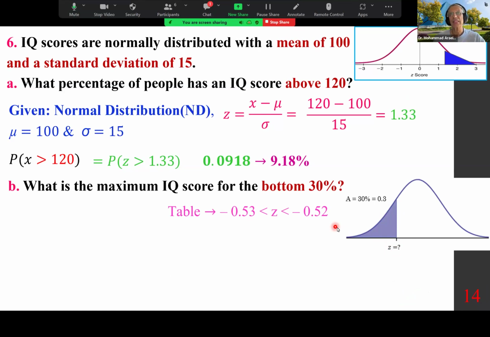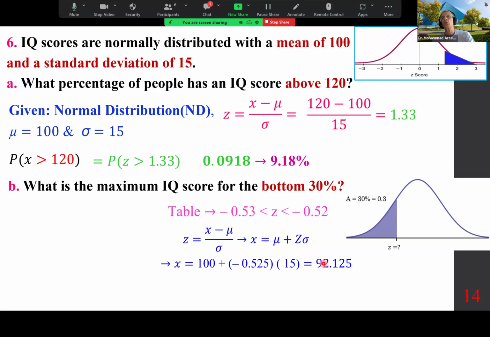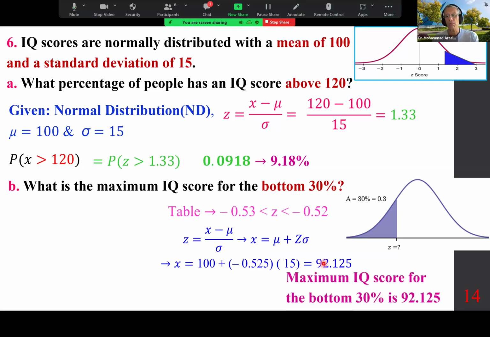And as you recall, Z is X minus mu over sigma. If you do the cross product and move the mu, this results in X being equal to mu plus Z sigma. So replace the mu with 100, Z with a number between the two, negative 0.525, and sigma with 15, and it gives you 92.125. So the maximum IQ score for the bottom 30% is 92.125. Clearly must be less than mu because it's less than 0.5. If it was precisely 0.5, that would be the mu, which would make it 100.